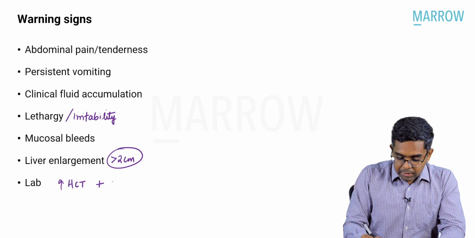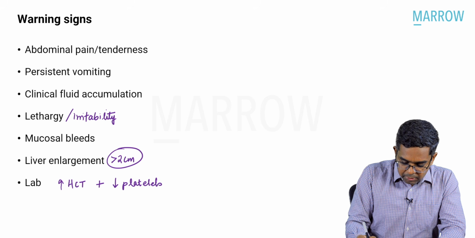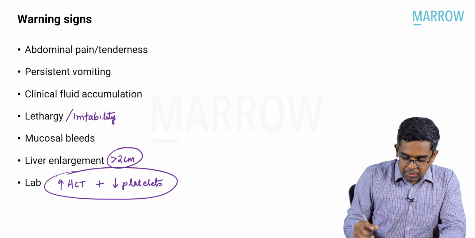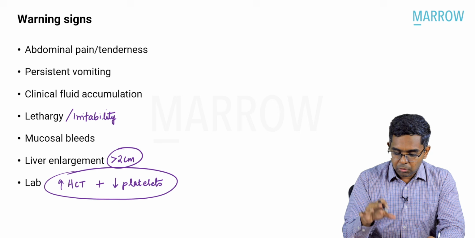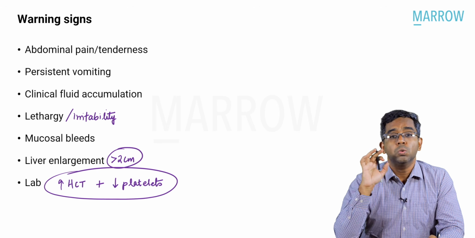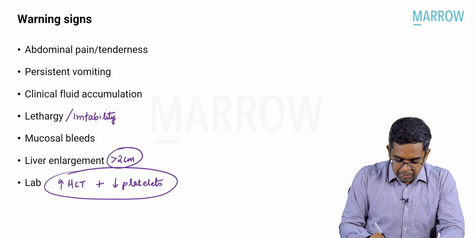Concurrently, there is a drop in platelet count. Okay, so both should occur together. That is, increasing hematocrit, concurrently there is a decrease in the platelet count also, right? So both of them occurring together. These are all the different warning signs in case of dengue which you need to be aware of. Now let me come back to the question.